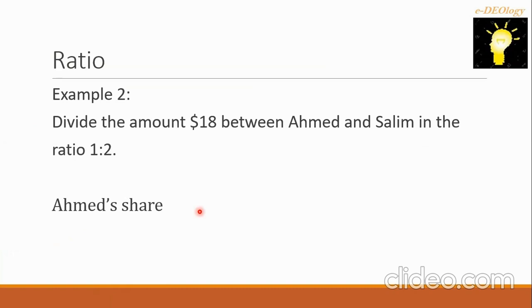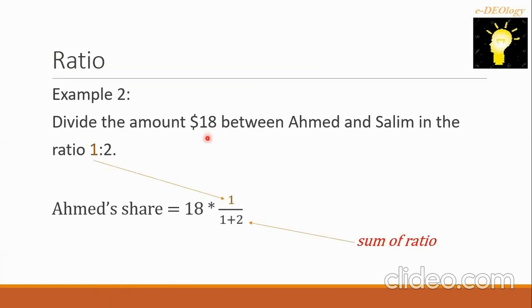Now let us compute Ahmed's share. First, we're going to copy this $18. We will list it here and then multiply by a fraction. The number 1 in the ratio is placed as the numerator, and in the denominator, we will get the sum of the ratio. So this is how we will solve it.